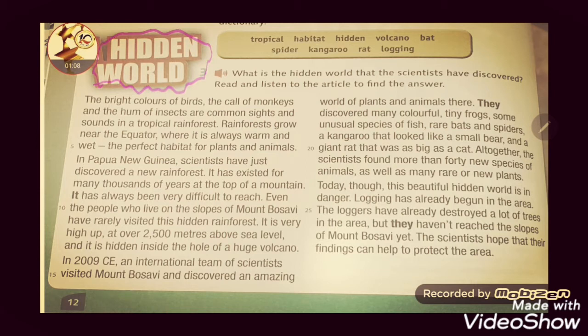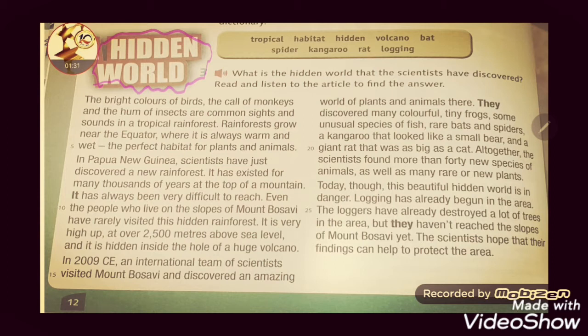What is the hidden world that the scientists have discovered? Read and listen to the article to find the answer. So what type is our lesson for today? It is an article, and this article talks about a hidden world. What is this hidden world that this article talked about?